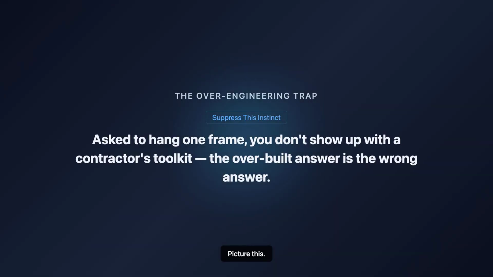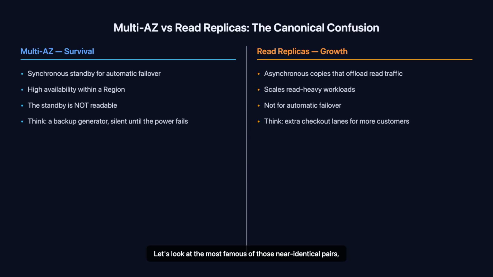Picture this. Someone asks you to hang 1 picture frame, and you show up with a full contractor's toolkit and a stud-finding laser level. It works. It's impressive, but it's not what was asked. On this exam, that overbuilt answer is the wrong answer. When two options both solve the problem, the more expensive, more complex one rarely wins. Pick the answer that meets this data requirement with the least unnecessary complexity, and let the rest of the toolkit stay in the truck. Let's look at the most famous of those near-identical pairs, because it snags even seasoned engineers.